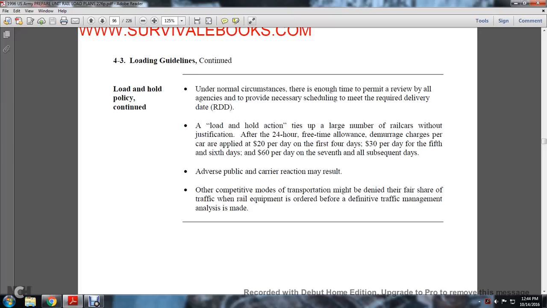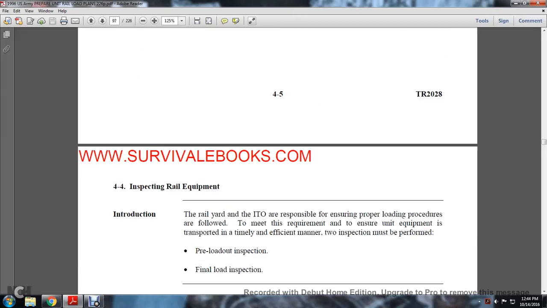After a 24-hour free time allowance, demurrage charges per car are applied: $20 per day on the first 4 days, $30 per day on the 5th and 6th day, and $60 per day on the 7th and all subsequent days. Adverse public and carrier relations result. Other competitive modes of transportation might be denied their fair share of the traffic. The railway equipment is ordered before the definite traffic management analysis is made.